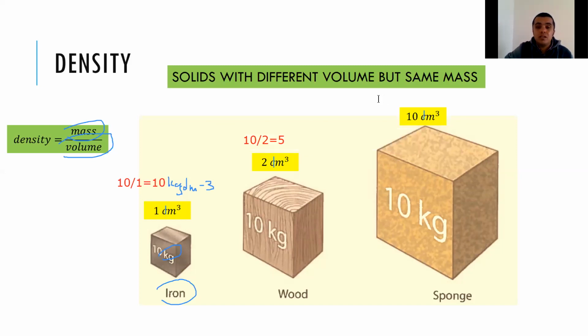What about the density of the last one, the sponge? That's going to be equal to 10 kg divided by, look at your screen please, 10. That's 10 divided by 10. Everybody knows this answer: 1. So these are the densities.